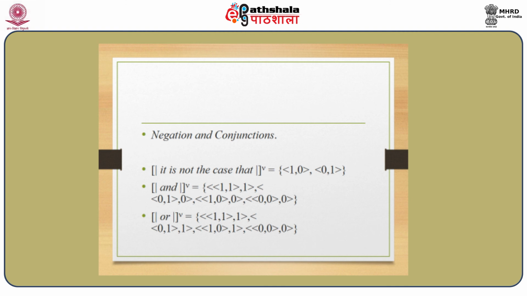The best way to state this is in a recursive semantics, to assume that the semantic value of negation is a function from uppercase T to uppercase T, where uppercase T is the set of truth values 1 and 0, and the semantic value of the conjunction words are functions from the Cartesian product of T and T to T. So this is what the semantic values of it is not the case that, and, and or look like.